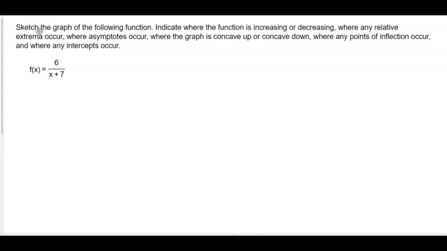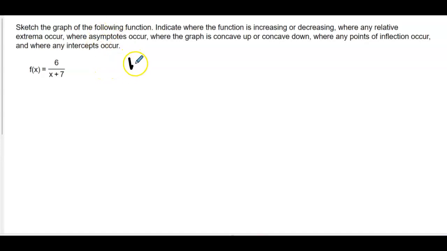In this problem, we're given a function and we're asked to analyze the geometry. We'll state the intervals of increase and decrease, relative extrema, asymptotes, intervals of concavity, and any inflection points that occur. So let's proceed with the asymptotes first.